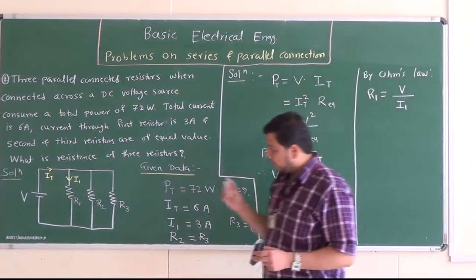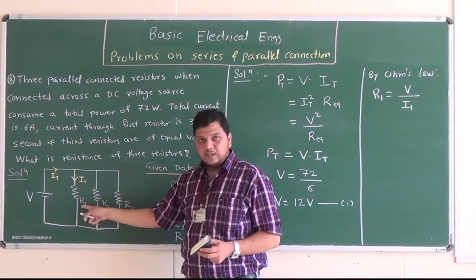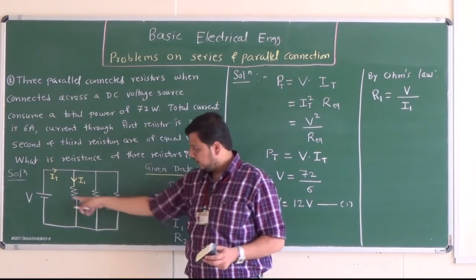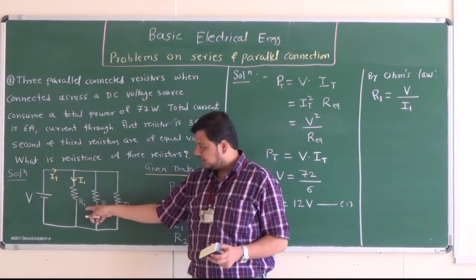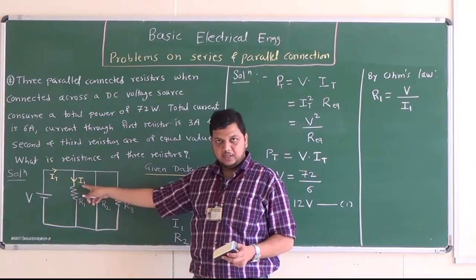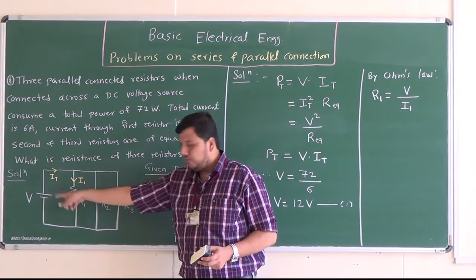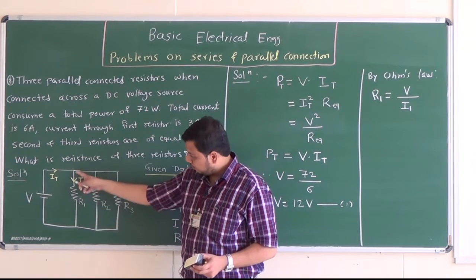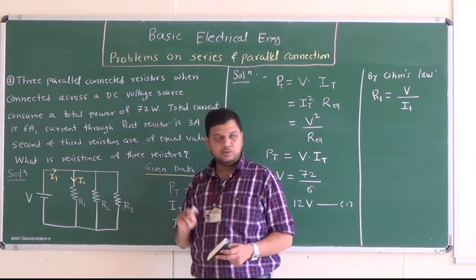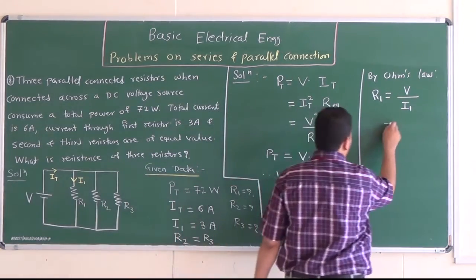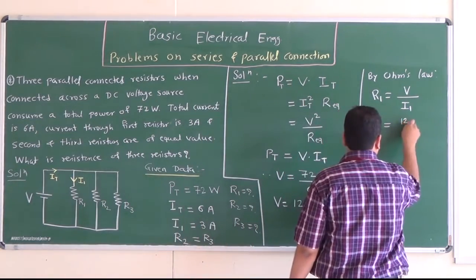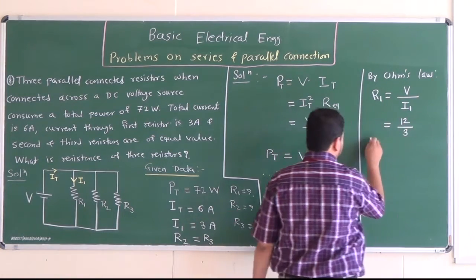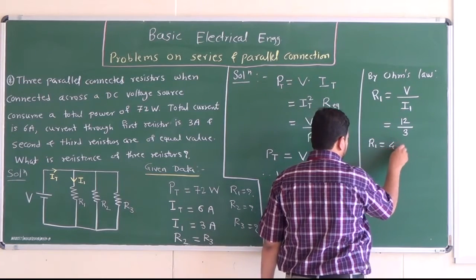But here what care do we have to take? If you want to determine resistance R1, we should know how much is the voltage across R1, which is V, and how much is the current through R1. So we have to consider I1. We should not write R1 equal to V upon IT. That is not correct, because we are interested in R1. Now we know the value of voltage, 12, divided by the current flowing through the first resistance, which is mentioned as 3 ampere. So R1 will be 4 ohm.